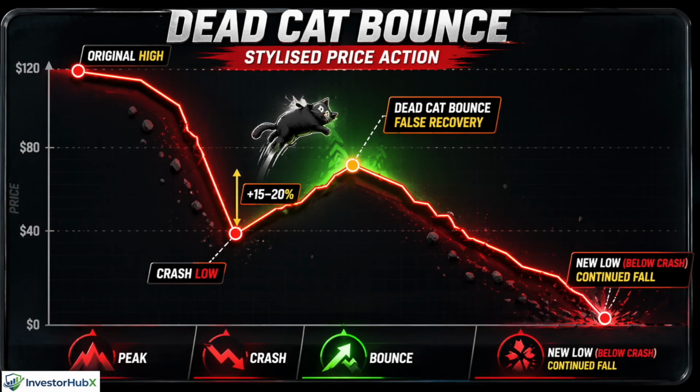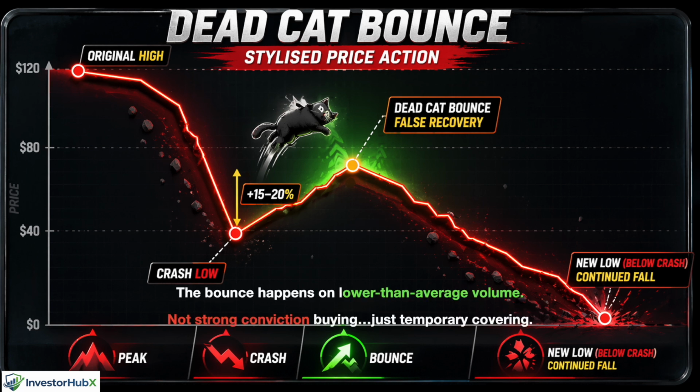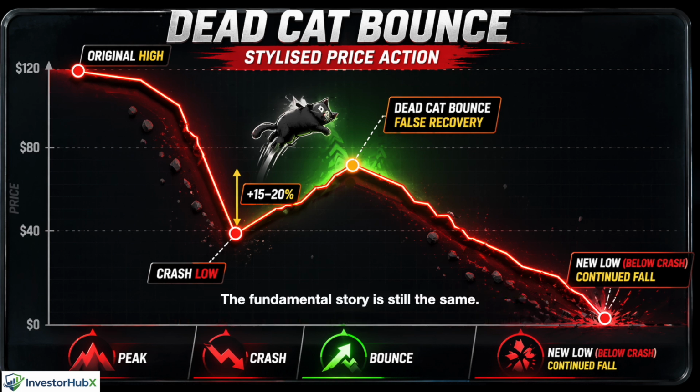So, how do you spot a dead cat bounce? The honest answer is, you often can't, at least not in real time. But there are warning signs. The bounce happens on lower than average volume. Not strong conviction buying, just temporary covering. The fundamental story is still the same. The reason the market dropped hasn't gone away. The bounce is usually limited. It often retraces only a small portion of the drop, around 10 to 20%, before stalling. Professional traders don't just look at price, they watch the character of the bounce. Is there real buying pressure behind it? Or is it just a moment where sellers paused?